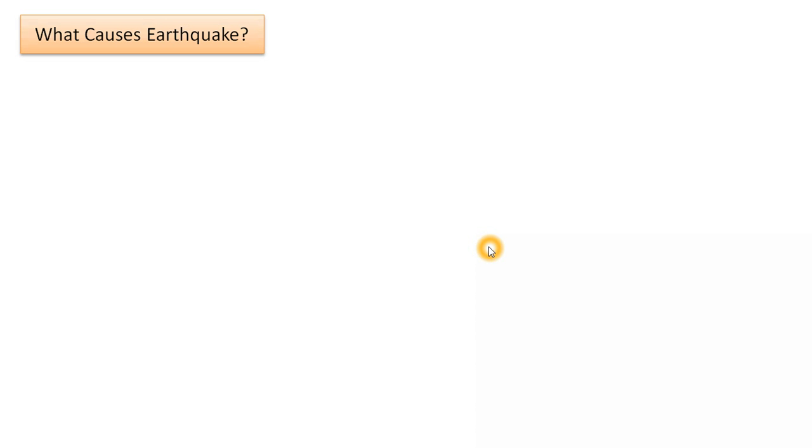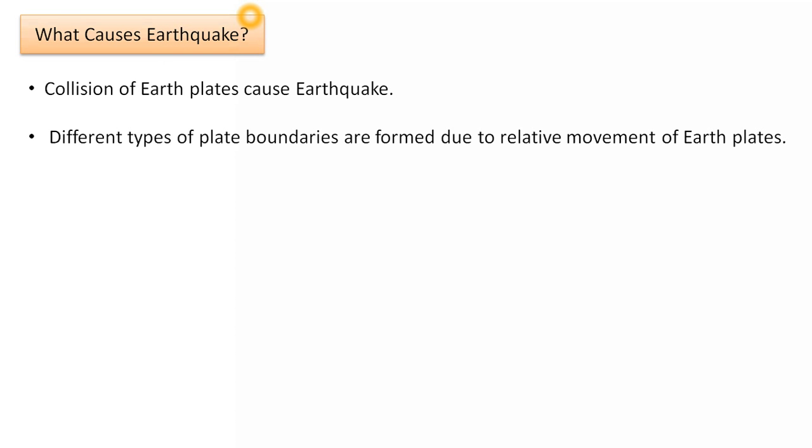So now let's try to understand the cause of earthquake. Collision of earth plates causes earthquake. Now, how exactly can the plates collide? See, there are many different ways in which plates can collide, and they can have different consequences. Different types of plate boundaries are formed due to relative movement of earth plates. Now, we will look at the various ways by which two plates can collide.